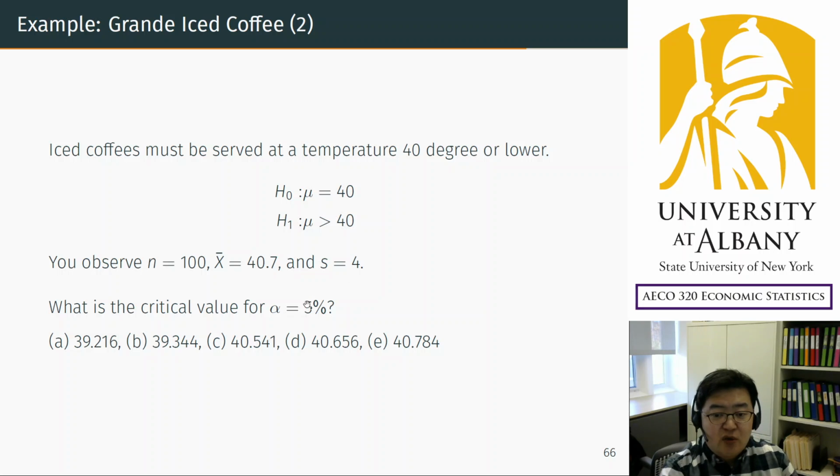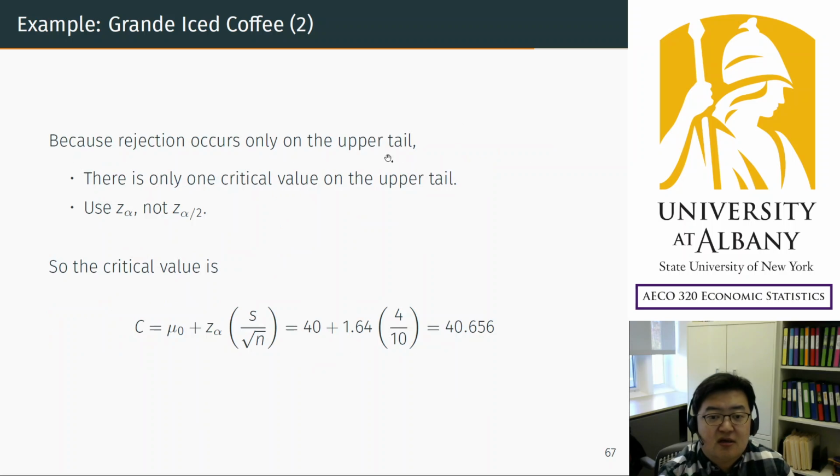Okay, so first I want to say this. When you have a one-tailed test and the significance level is 5%, you have to use z subscript alpha, which is the top 5% value, 1.64. If it was a two-tailed test, you had to use alpha over 2, which is 1.96. But now it is 1.64 because you put all the probability on one side.